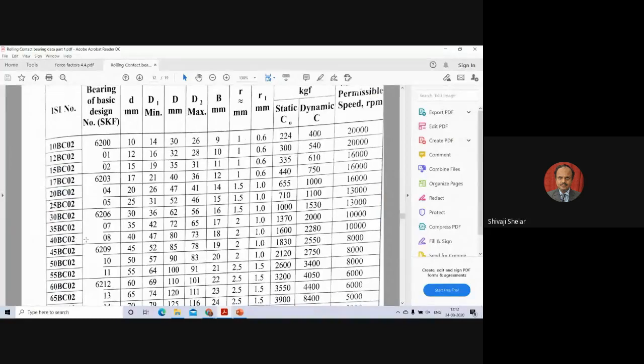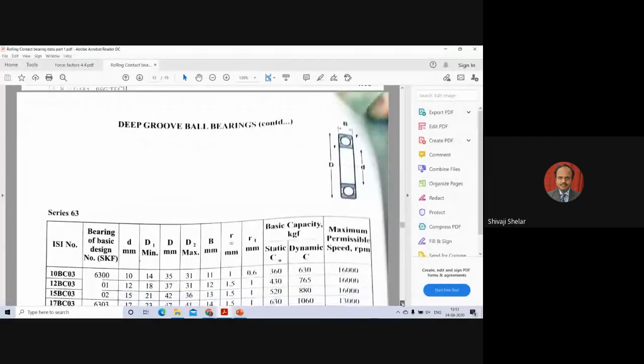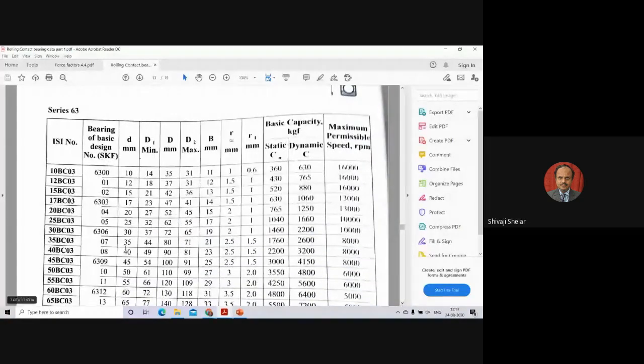selected. If the dynamic load capacity you have calculated by that relation is greater than this tabulated value here for the 40 mm diameter bearing of 6208 specification, then this bearing cannot be selected. Then you have to go for the next series bearing under deep groove bearing. Suppose you want to use deep groove ball bearing, then there is a next series, say 63 series here, that is having 40 mm diameter. So 6308 bearing, 40 mm diameter.